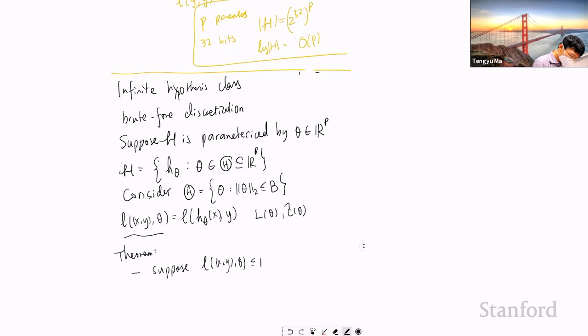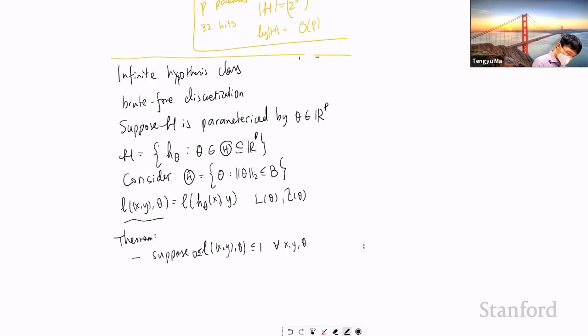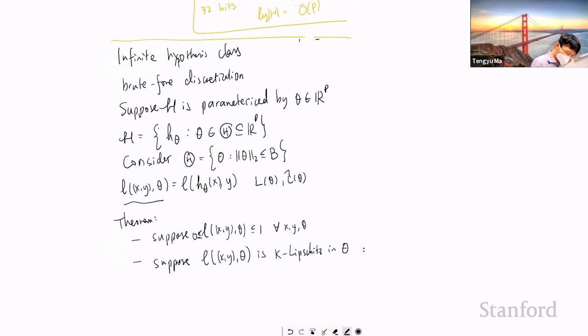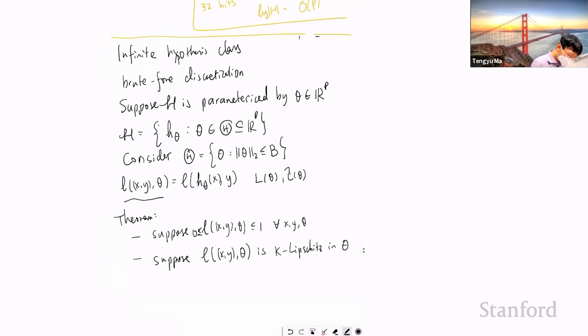This is probably always assumed in most of this lecture, most of this course, for every x, y, and theta. And suppose, this is an additional assumption, that this loss function is kappa-Lipschitz in theta, for every x and y. So what does this really mean?